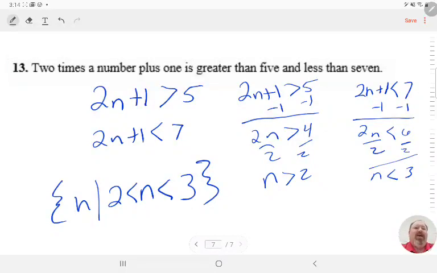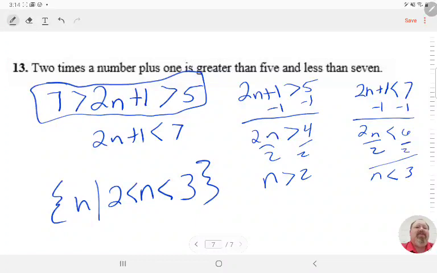And another way to write that, again, could be to start out with, instead of writing 2 separate ones, I could have done 7 is greater than 2n plus 1 is greater than 5, and then broken it up into this and solved it. Okay? Either way. All right.